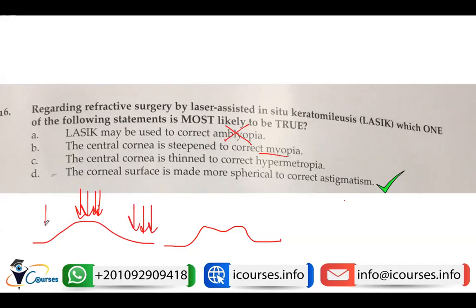So by hitting the laser in the periphery, we are making the periphery more flat, resulting in more steepening of the center, which will cause increasing the refractive power of the cornea and correcting the hypermetropia.